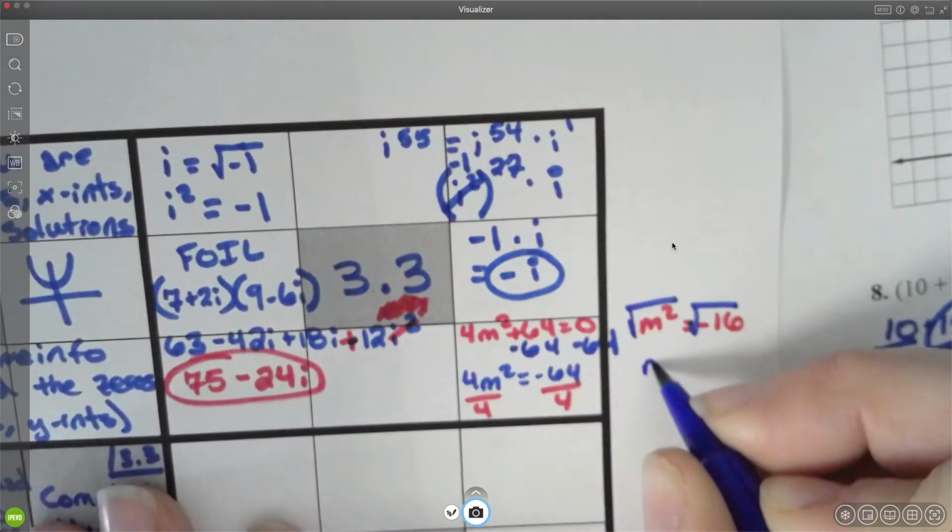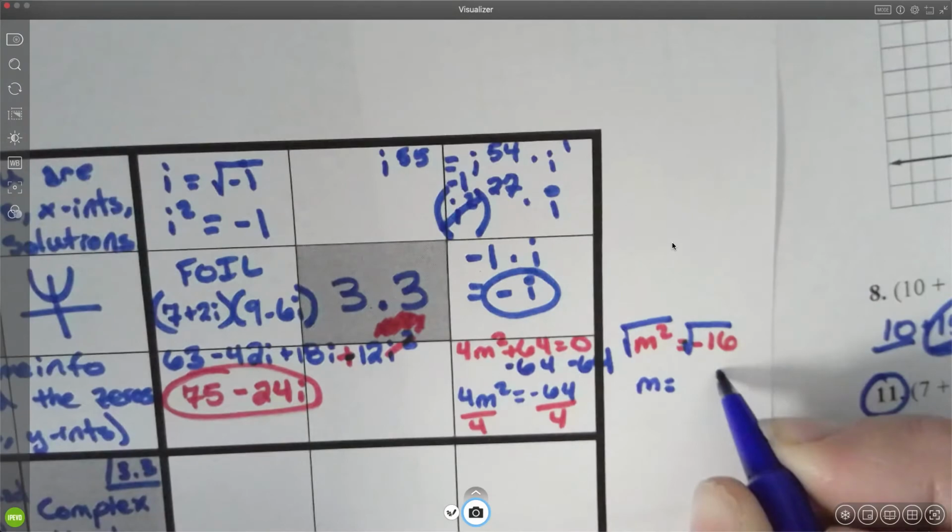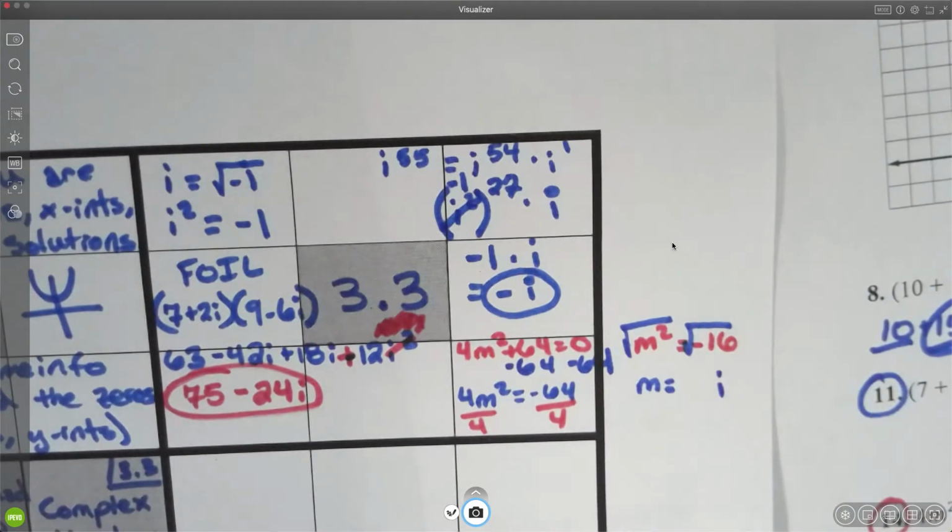So you've got to break it down. What does the square root of a negative do? It becomes an i. The negative inside the square root becomes an i, and the square root of 16 is 4, so it's just 4i. So that means number 12 is 6i.